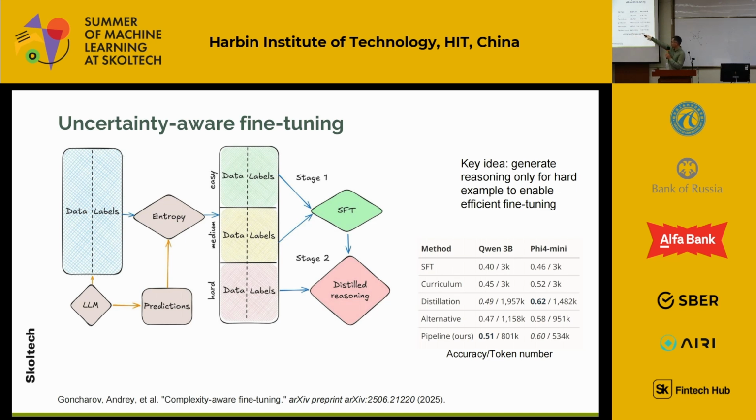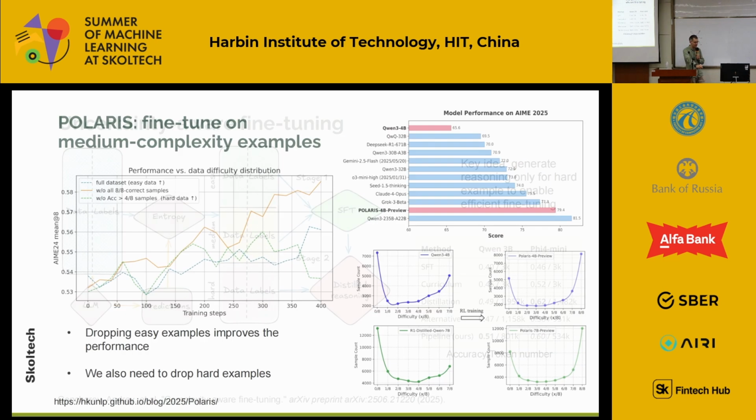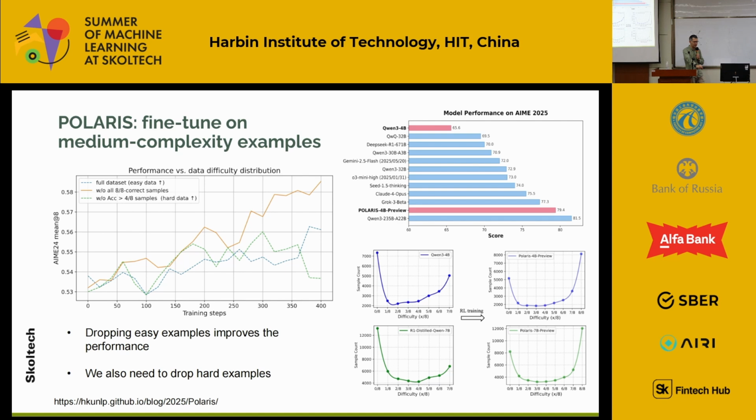You can also see that the token number is much smaller than with full supervised fine-tuning, or with some ablations, other alternative ways that don't take into account the complexity of examples. And actually, we can do a similar thing. It's not our work, but it is an article with a pretty similar idea. We again fine-tune the model with additional reasoning for more complex questions, but also we don't allow including the most complex questions.